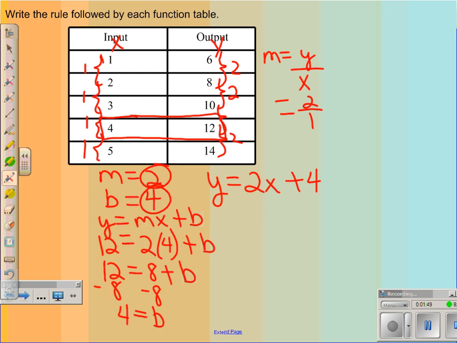Now before I go on, I would want to choose an ordered pair and make sure that I did that correctly. I'm going to go back here, and this time I'm going to use 1, 6, which is my first example. To substitute in, I've got 6 is equal to 2 times 1 plus 4, and of course that checks because 2 plus 4 gives me 6.